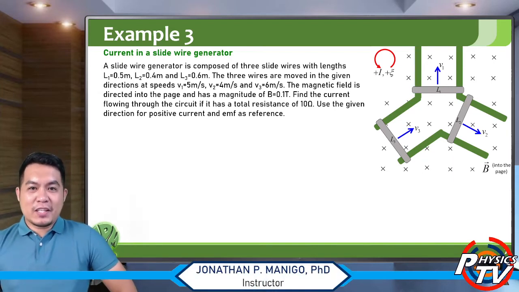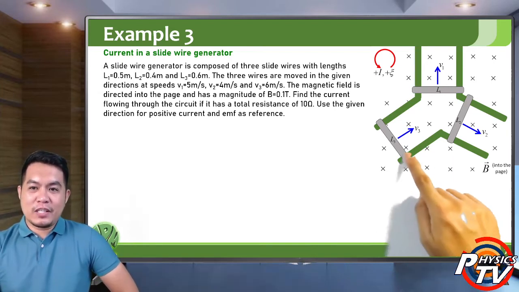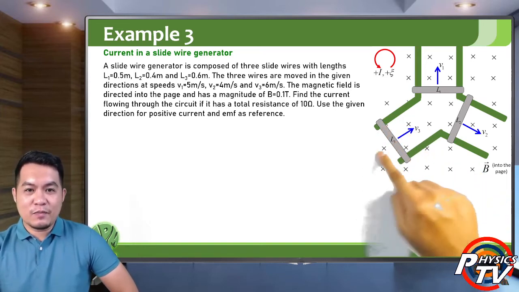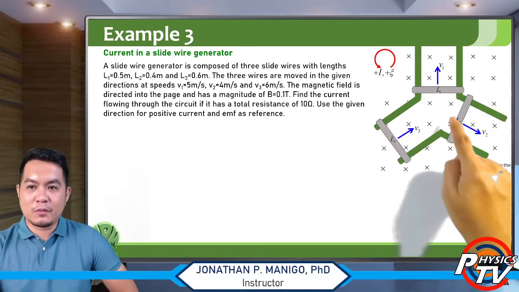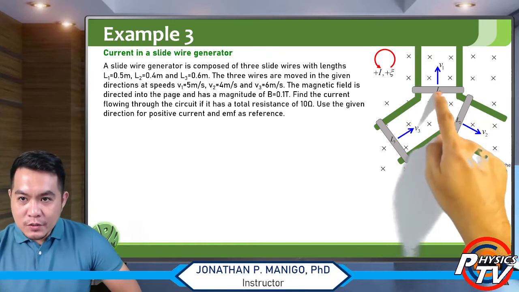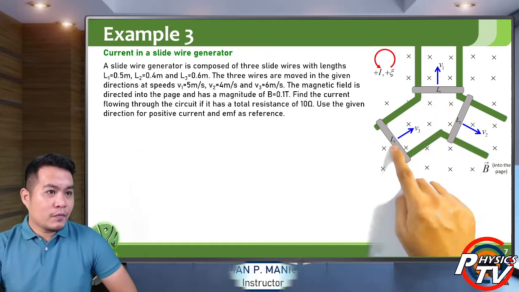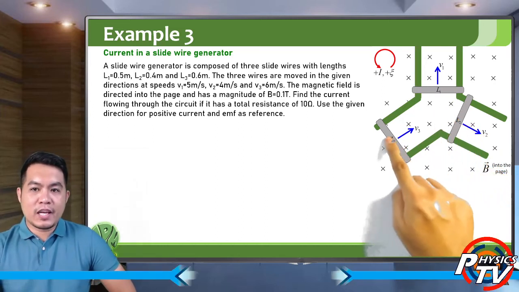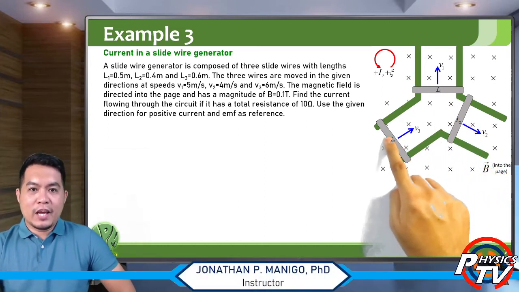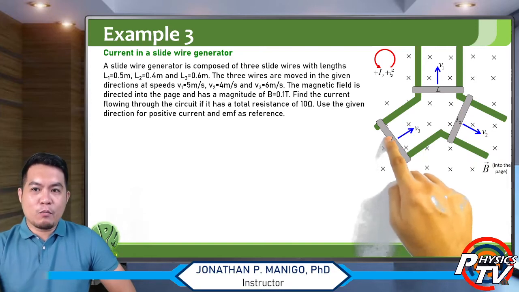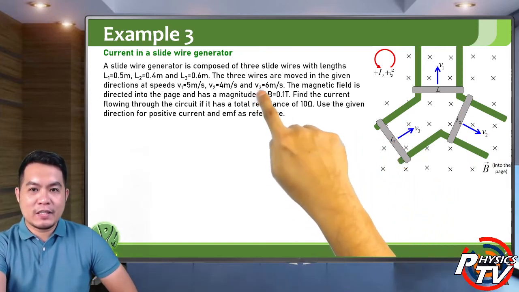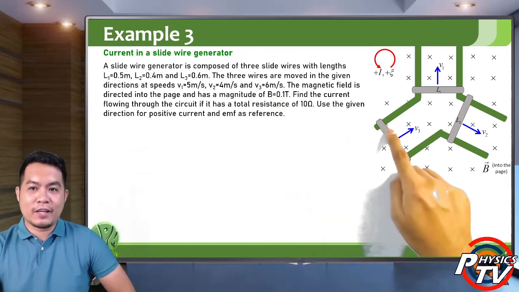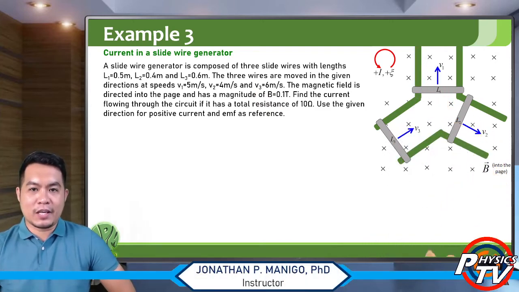So a slide wire generator is composed of 3 slide wires. So these are the 3 slide wires. They can slide along the rail. So this one and this one. So this is wire number 1, wire number 2, slide wire number 2, and slide wire number 3. And they both have different lengths, and they both have different velocities, magnitude of velocities, and different directions. So these are their different directions.